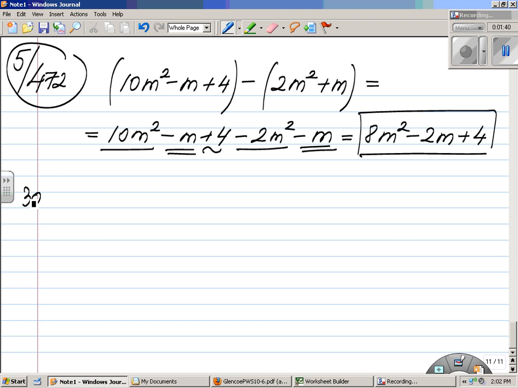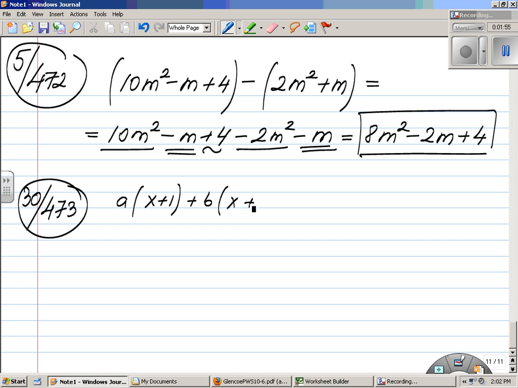Problem number 30, page 473. Factor by grouping. a times x plus 1 plus b times x plus 1.